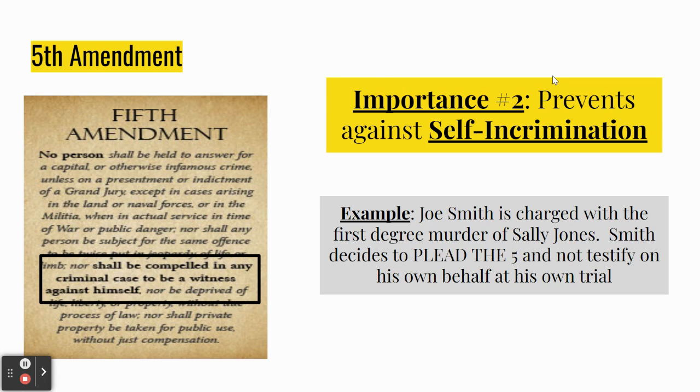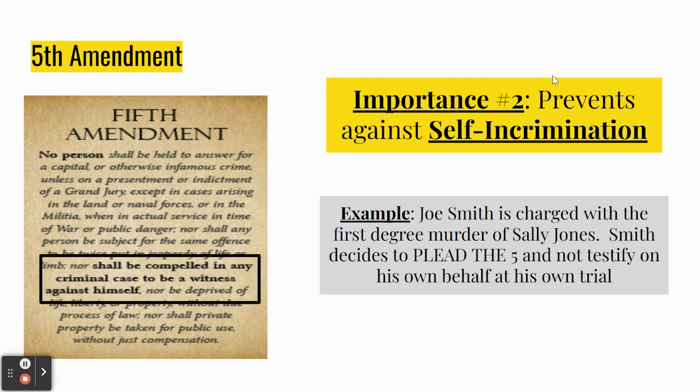So self-incrimination is when you are made to testify at your own trial. What the Fifth Amendment prohibits is self-incrimination, meaning you cannot be forced to testify against yourself at your own trial. So again, the example: Joe Smith is charged with the first-degree murder of Sally Jones. Smith decides to plead the fifth. We've all heard that phrase before, which means he's not going to testify at his own trial.